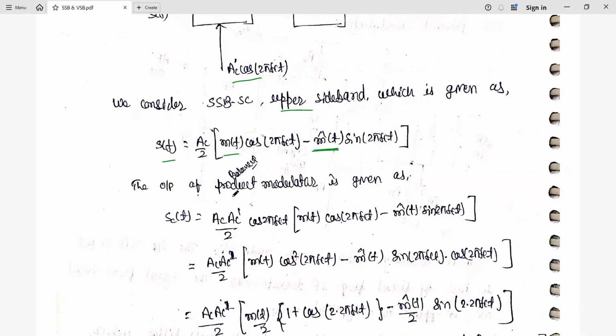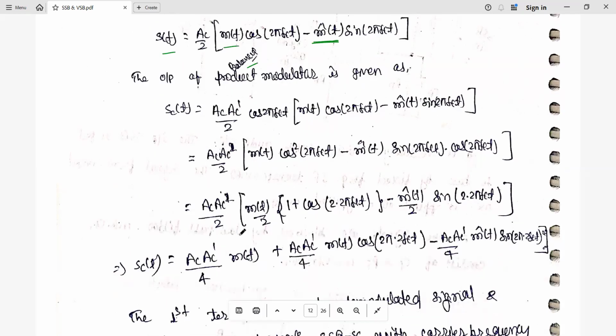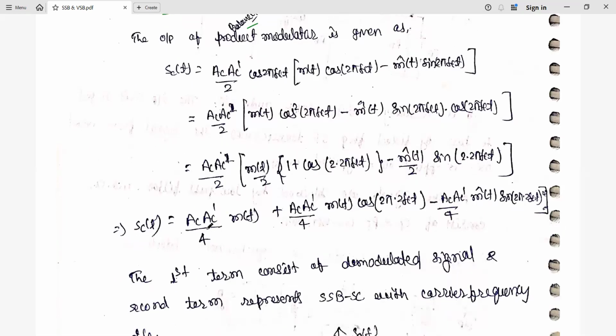So that is a separate lecture, please go through that. So finally, to the output of the balanced modulator, one more carrier signal is given as input, that is Ac dash cos 2 pi fct. So it is being multiplied here with the received signal, that is the modulated signal.